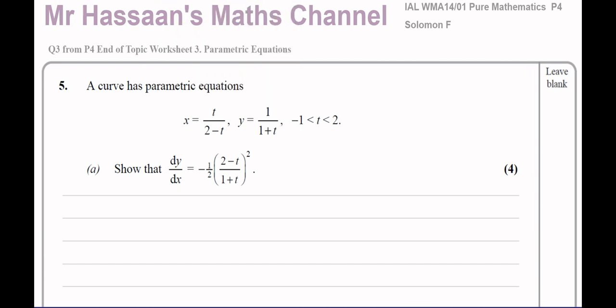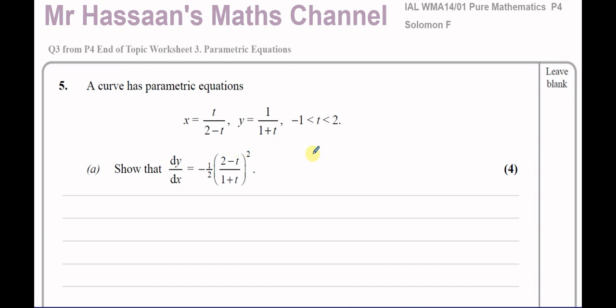I'm now answering a request from one of my students, from one of the end of topic worksheets that I give them from P4, chapter 3. This is Parametric Equations, and this is question number 3 for my worksheet, which corresponds to question number 5 from one of the Solomon papers, Solomon F paper, the old C4 collection.